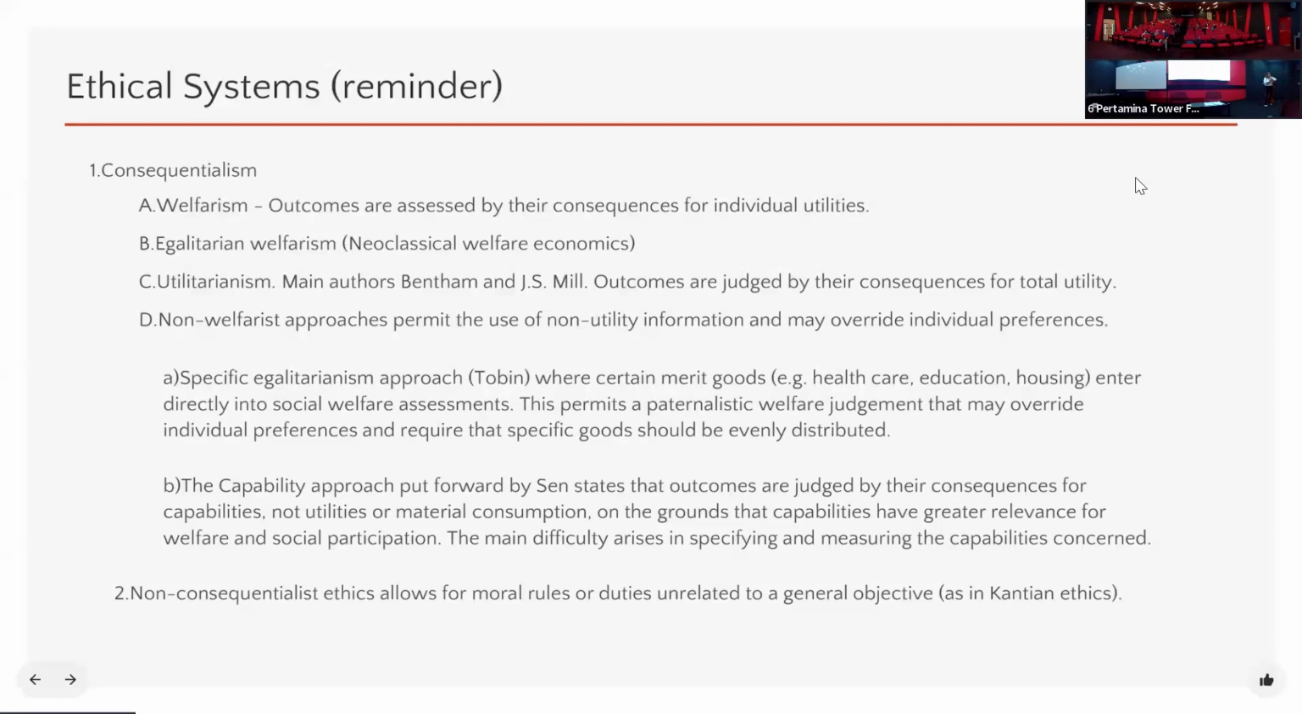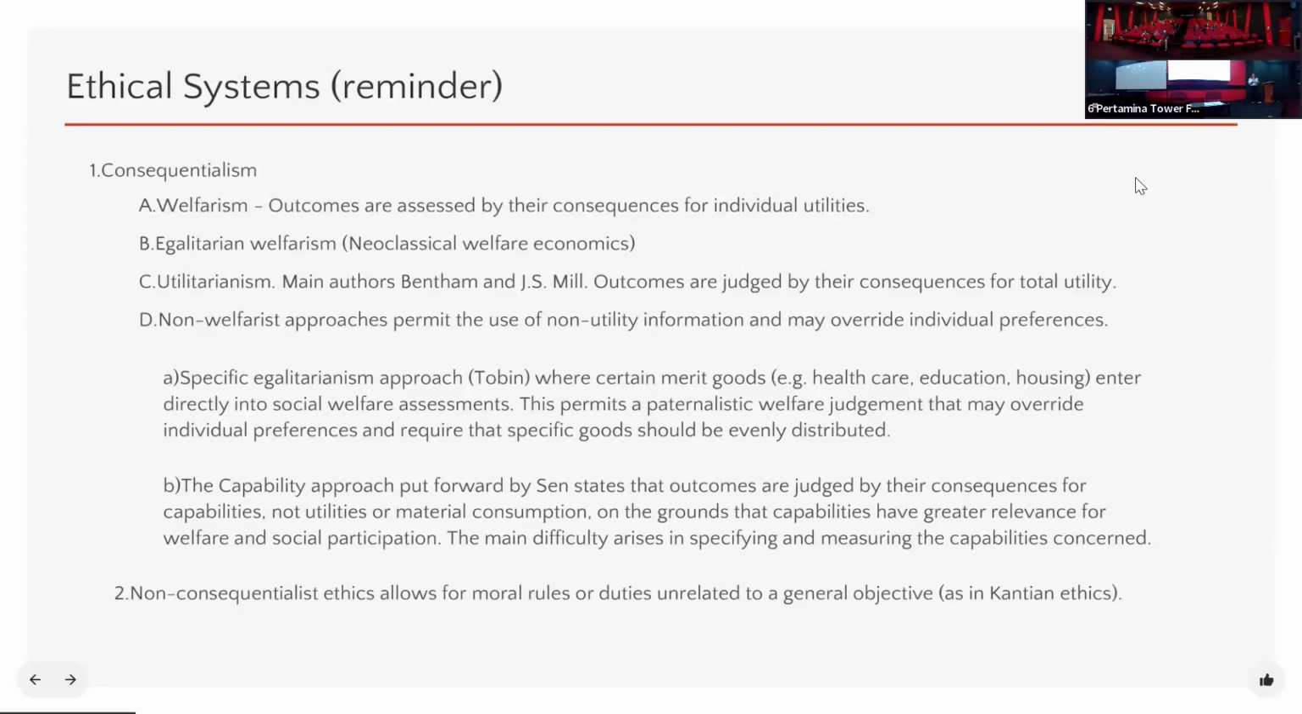So we're talking about the social welfare function of everybody, okay? So these social welfare functions can be divided into two schools, consequentialists and non-consequentialists. Obviously, consequentialists, what matters here is the outcome, okay? So there are welfarist social welfare functions, and the outcomes is assessed by the consequences for the individuals.